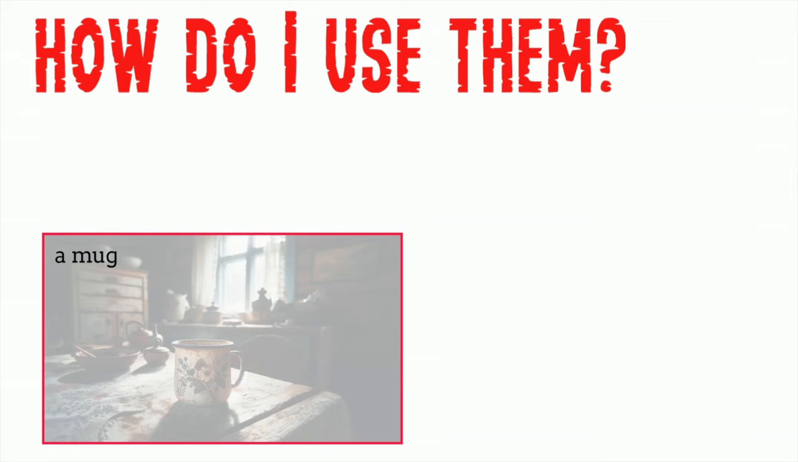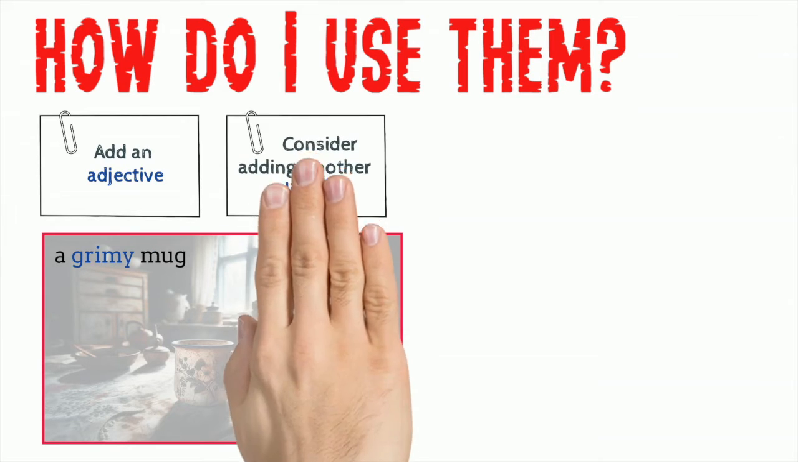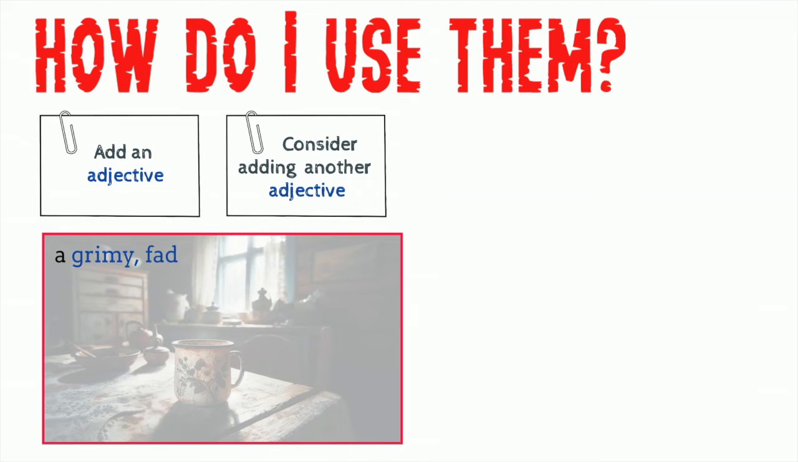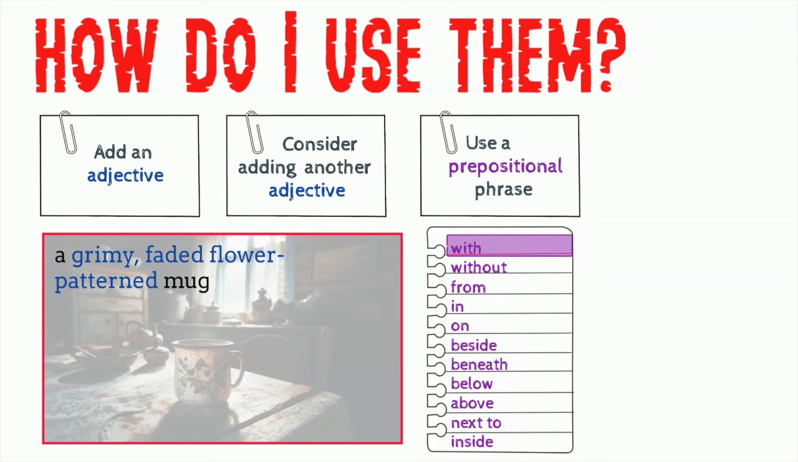A mug. Add an adjective. A grimy mug. Let's add another adjective. A grimy, faded, flower-patterned mug. I could stop here, but I think I'll add a prepositional phrase. A grimy, faded, flower-patterned mug with coffee crusted into the rim.